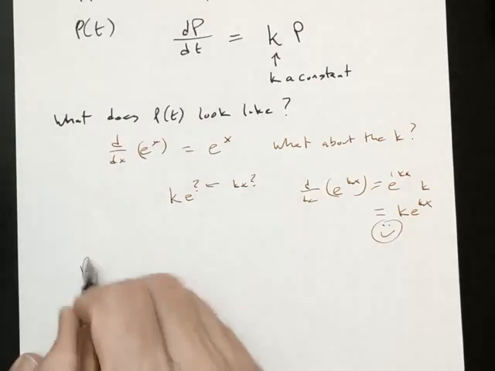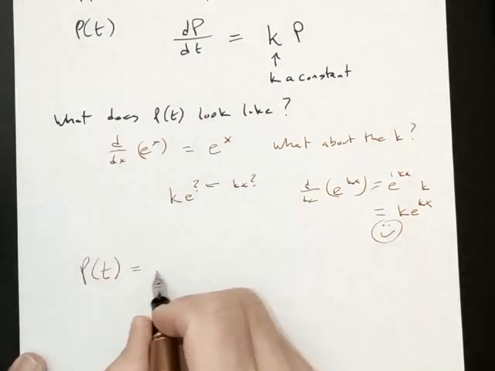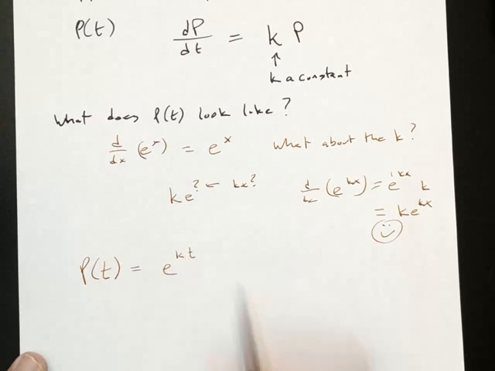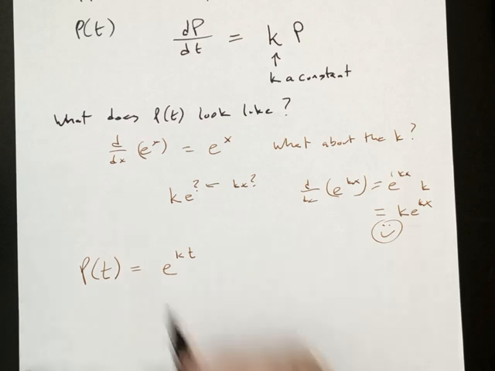So a function that looks like this works. Hey, wait a minute. If this function works, so does any multiple of this function, right? I could add any constant you want in front of that, and I would still get a function that worked.